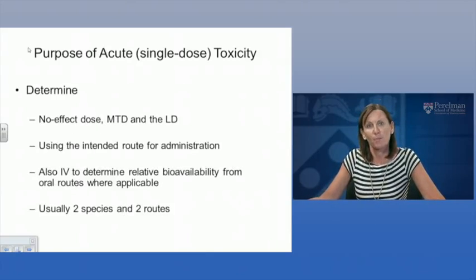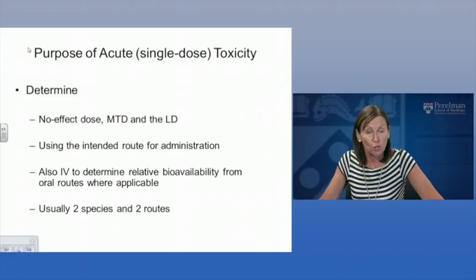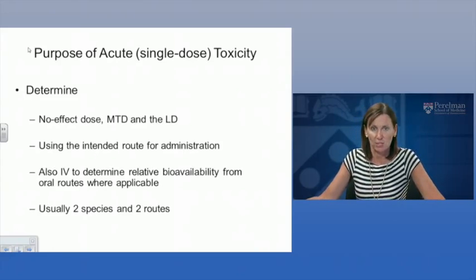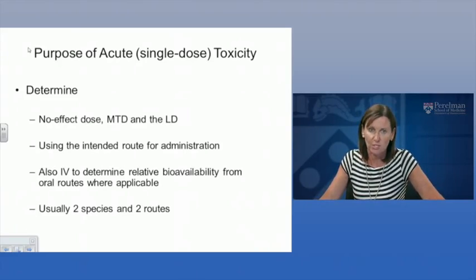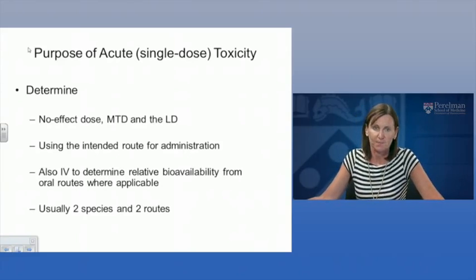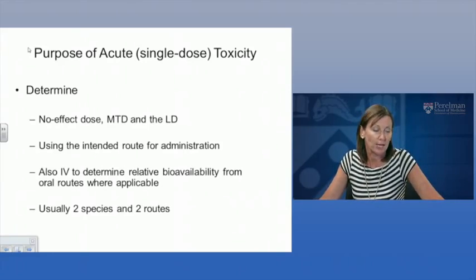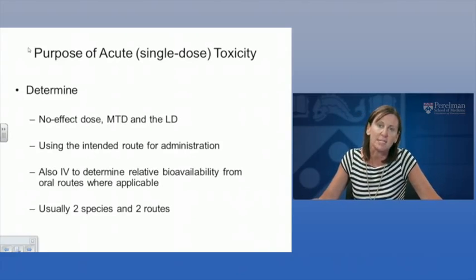So what is the primary purpose of acute toxicity? Well, here I'm going to introduce some terms to you. The primary purposes are the following: to determine the no-effect dose. Remember, this is the dose that is used to calculate the starting dose in humans. The maximum tolerated dose, as we said, the dose at which no toxicity is seen, and the lethal dose, and we use the LD50, the dose at which 50% of the animals tested die.